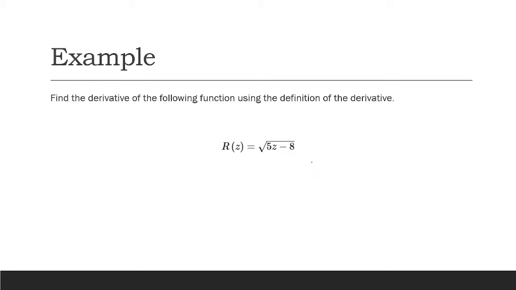Yeah, next example, we have find out the derivative of the following function using the definition of the derivative. So, we have r of z is equal to the square root of 5z minus 8. So again, at this point, you can pause the video and try to answer on your own and then check the answers later.